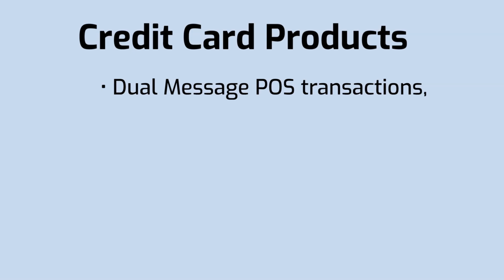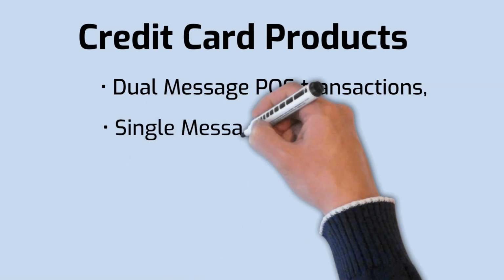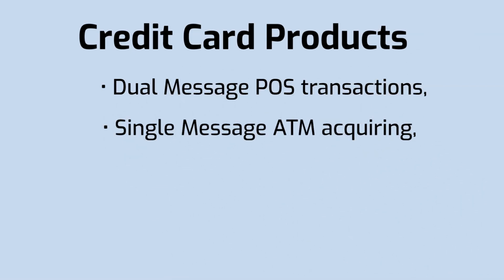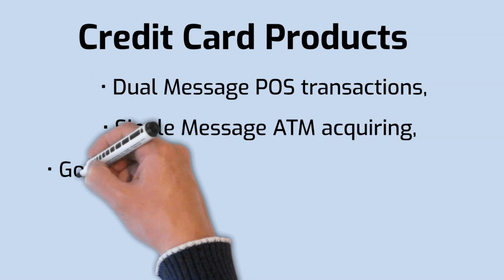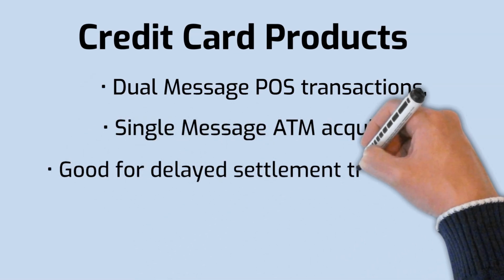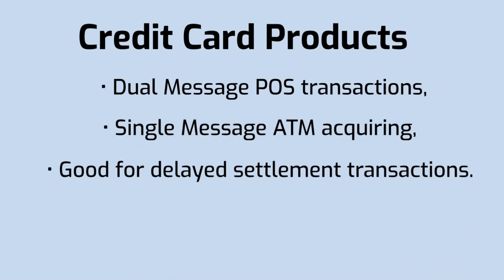In my experience, many credit card products do use single message for cash advances. The higher risk of fraud loss for cash advances and the fact that most ATM networks run on single message protocol makes single message a logical choice for ATM transactions, even on dual message products. The nature of a line of credit and the dual message transaction flow lend themselves well to delayed settlement transactions. This would include things like hotel stays, car rentals, and e-commerce purchases. I will talk more about this in a minute.